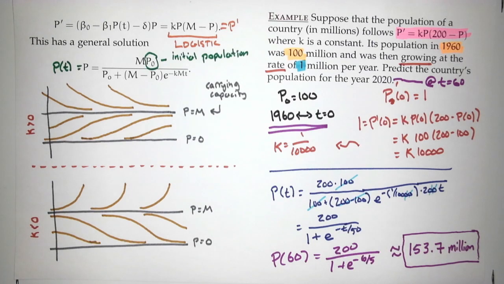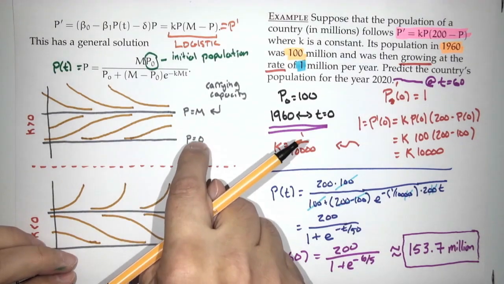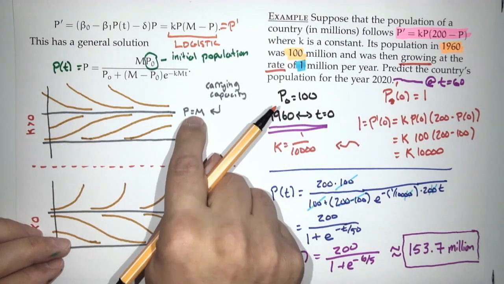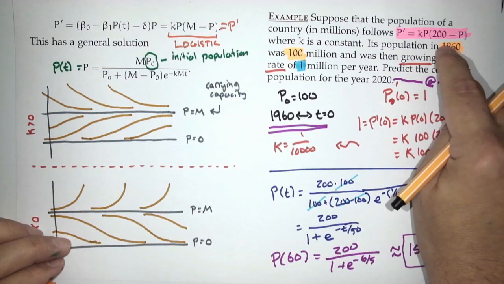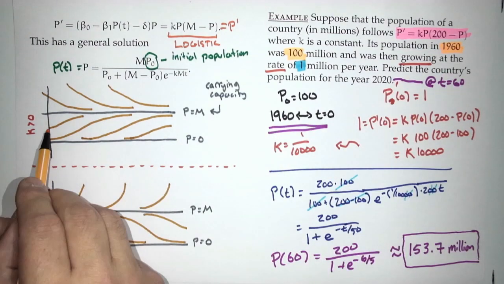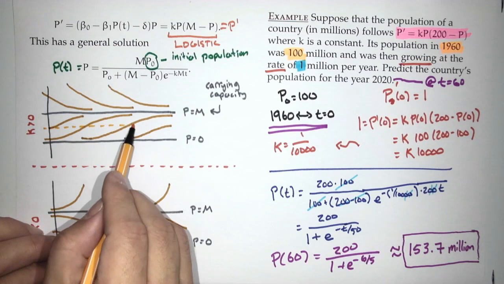Now, for reference, Everest is like 7. So 10,000 is not reasonable. So anyways, it's good to think about, is it reasonable? If you go back to the model, you can even say, well, look, we know we start halfway between 0 and m because our population is 100, m is 200. So it's like we're starting halfway.